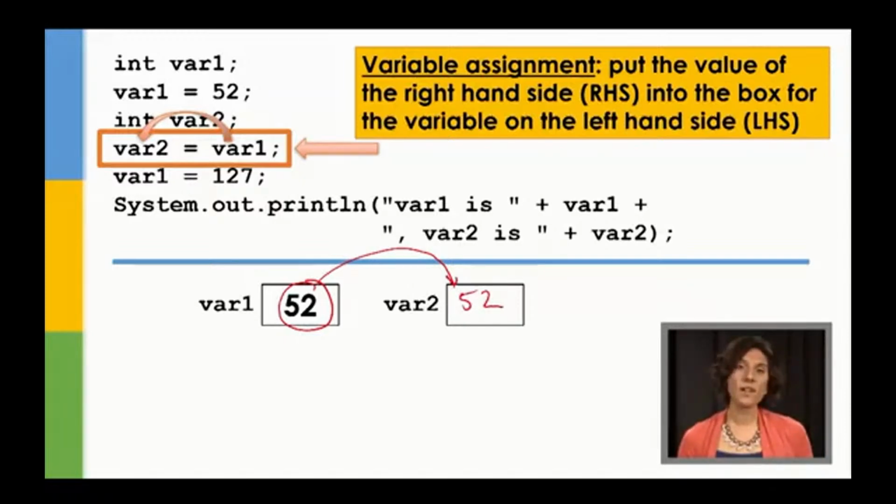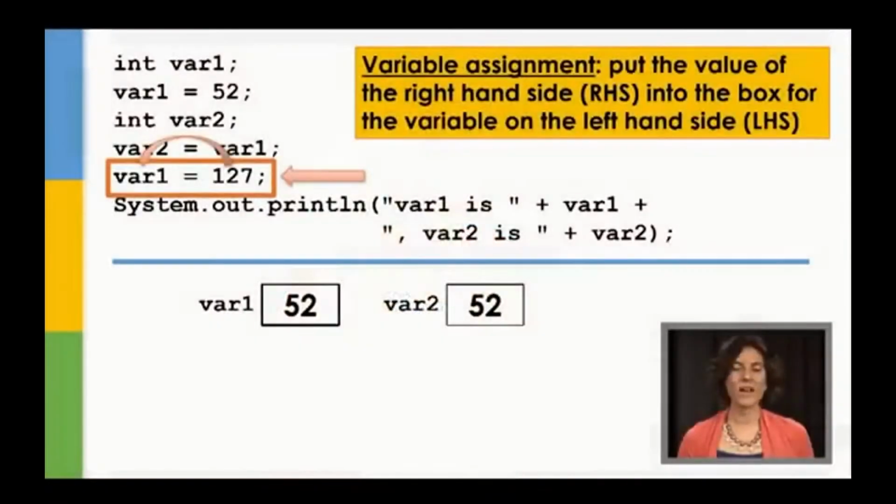Now this is a really important point, that var1 and var2 are not the same variable. They're not tied together in any way. They just temporarily store the same value because this assignment statement told Java to take the value that's in var1 and put it into var2. But there's no connection between these two variables, which you can see in the memory model diagram.